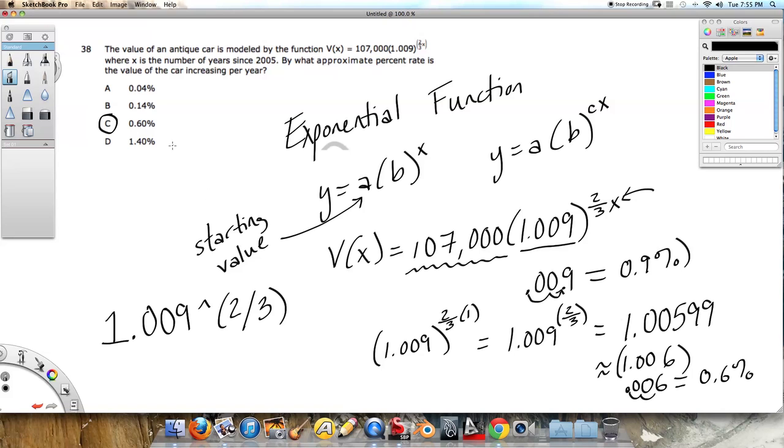Now that doesn't seem like a lot, 0.6%, but if you take a $107,000 car and multiply that by 0.006, that means the value of the car is increasing by about $640 every year, at least the first year. After that, obviously 0.6% of the next total would be a little bit more than $640. So the value goes up, but the percent it goes up is going to be about 0.6. So the answer is C.